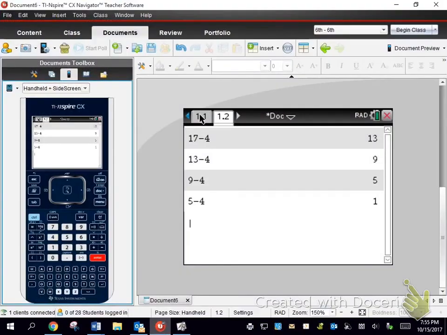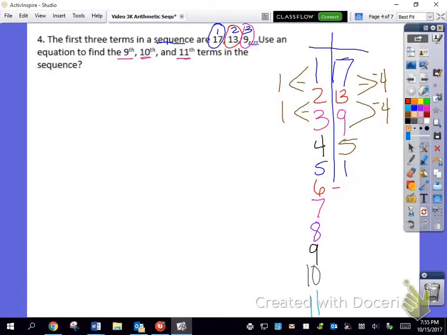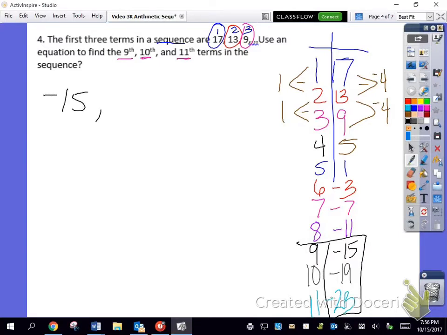Oops. And then minus 4. So the next one is negative 3. And I could just keep going, okay? But I've already done that, and so I'm going to write down what that is. The next one is negative 7. The next one is negative 11. And then the next one is negative 15. And then you have negative 19. And the last one is negative 23. And you have to keep track of it. The 9th, 10th, and 11th terms right here would be negative 15, negative 19, and negative 23.